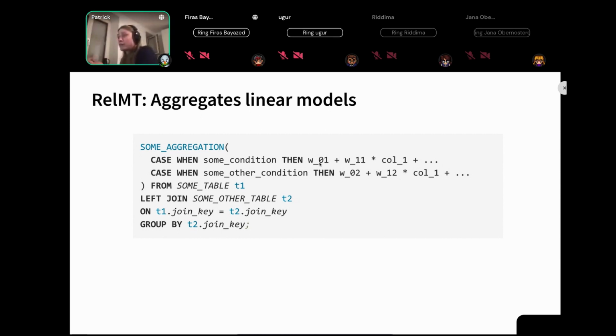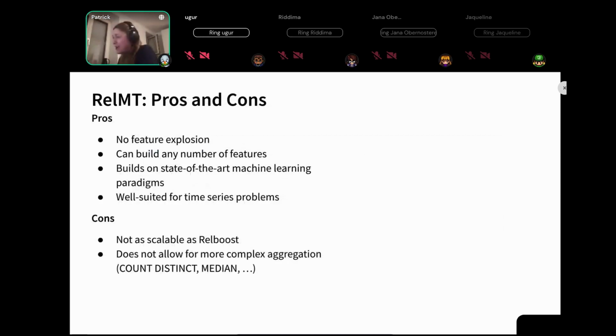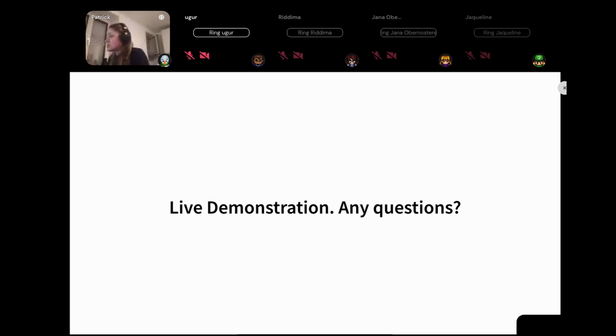Okay, let's talk about the pros and cons of a relational model tree. Again, you don't have feature explosion. Feature space is just as large as you would have it for RealBoost. Again, you can build any number of features. It also builds on gradient boosting, just like RealBoost does. And it's actually very well suited for time series problems. And I will get to that in just a second. On the con side, again, it is not as scalable as RealBoost because calculating these linear models is actually far more expensive than calculating a single weight as you would have in RealBoost. And it also doesn't allow for more complex aggregations like count distinct and median, the same problem as with RealBoost.